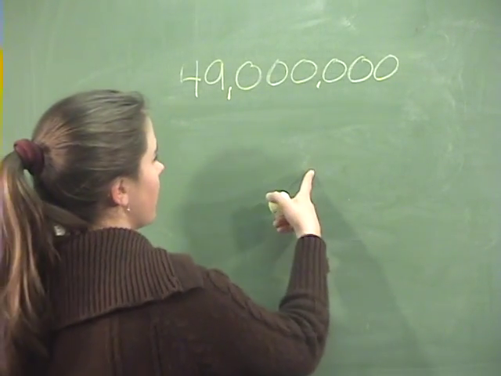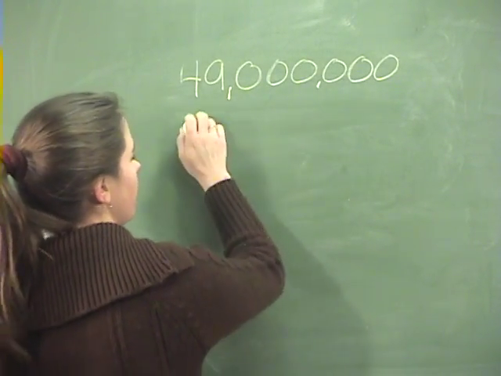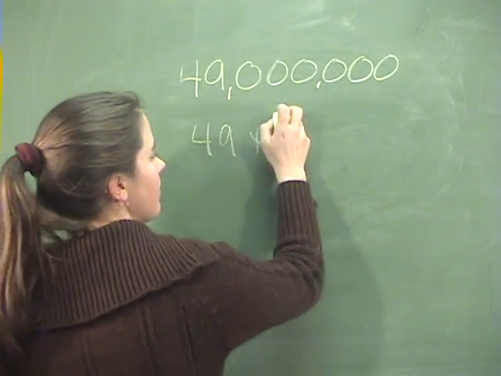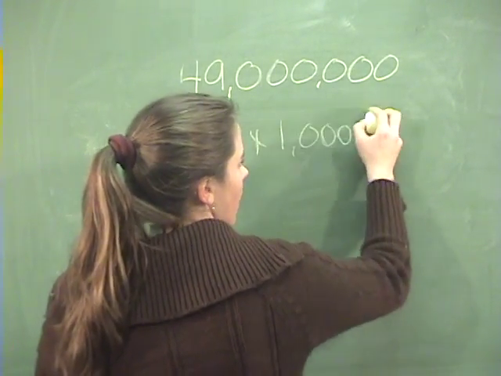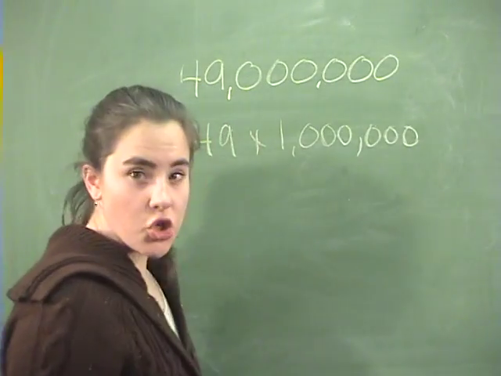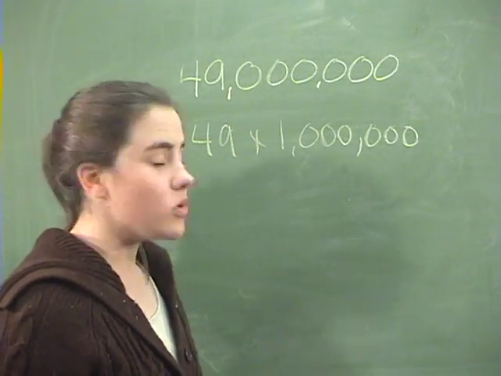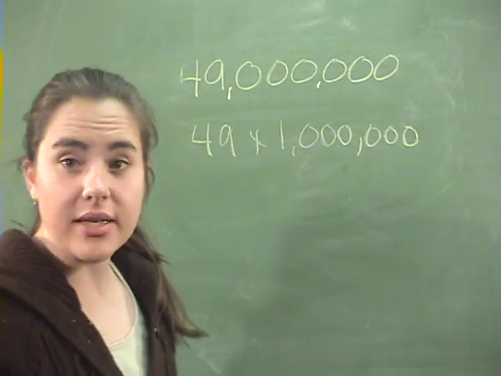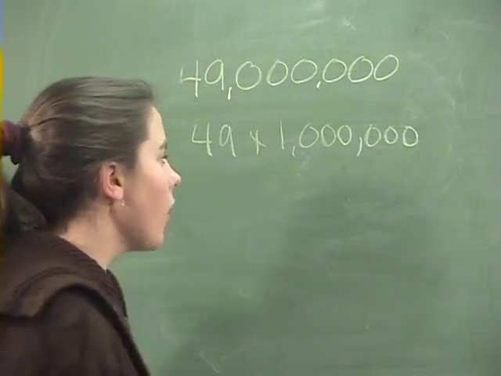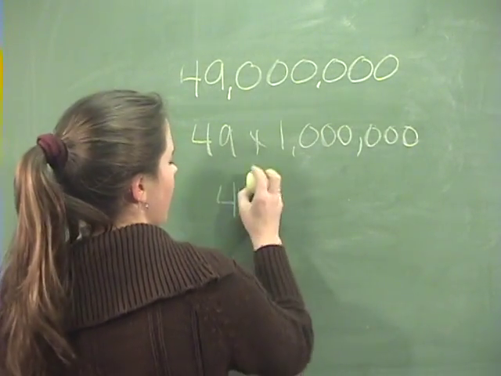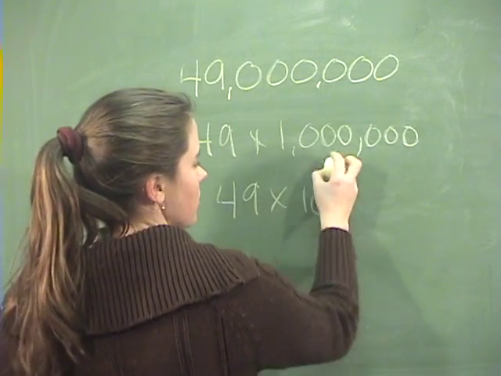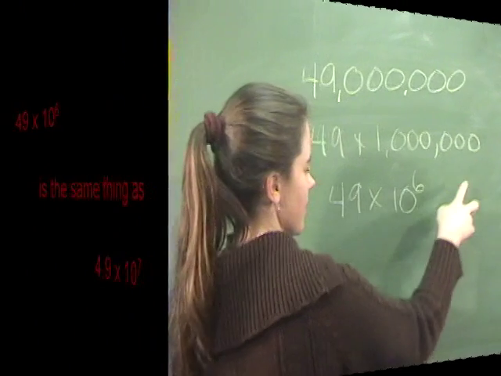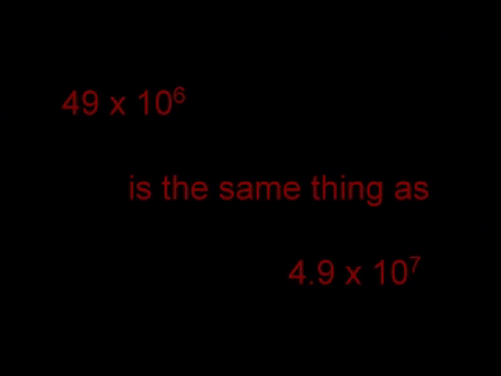For instance, 49 million is the same as 49 times 1 million. 49 times 1 and 6 zeros. Now, 1 million has 6 zeros, so it's the same thing as 49 times 10 to the 6. 1, 2, 3, 4, 5, 6. This can be rewritten as 4.9 times 10 to the 7th. You're writing the same number, but you're putting it in scientific notation.